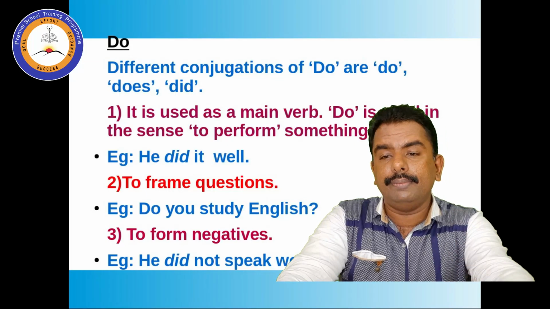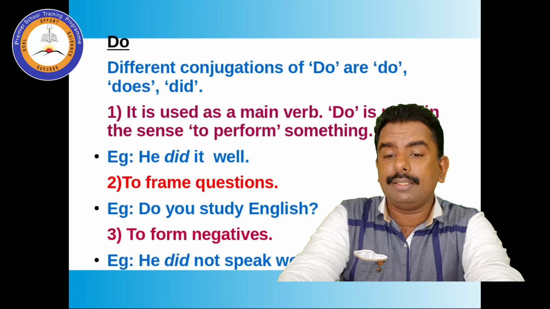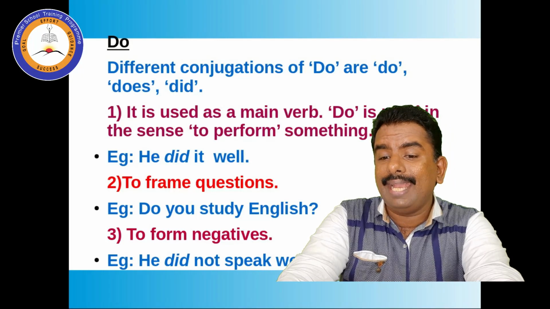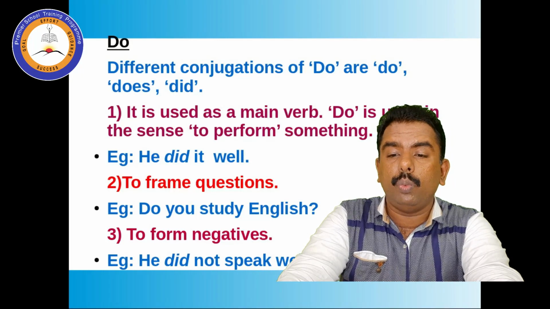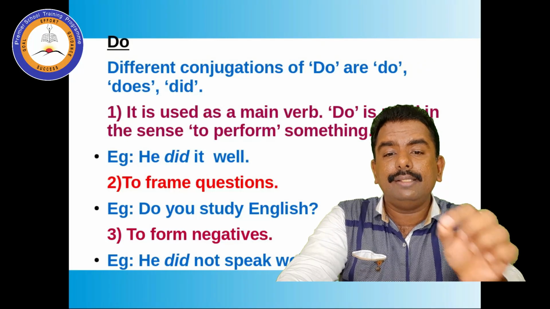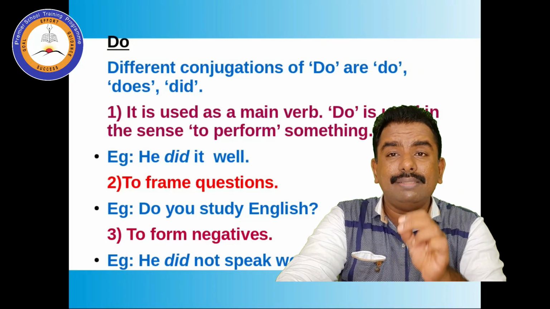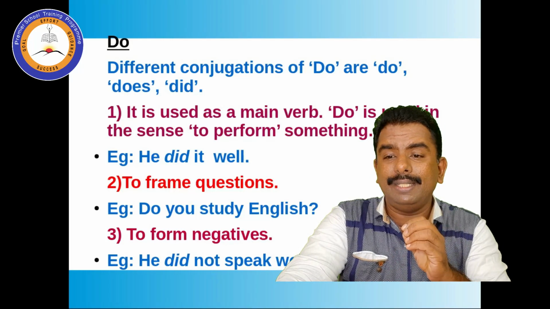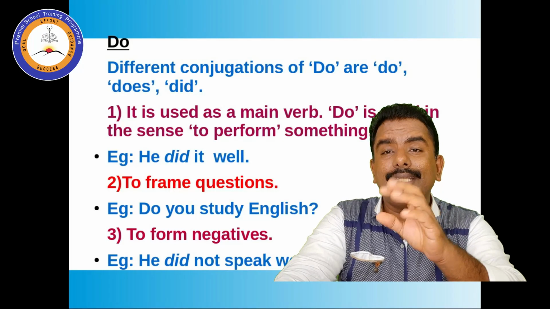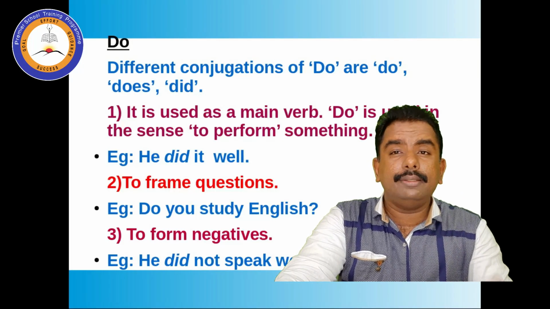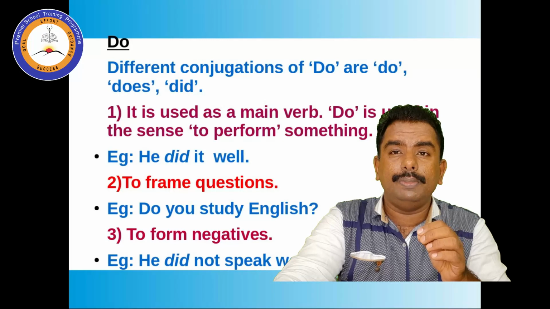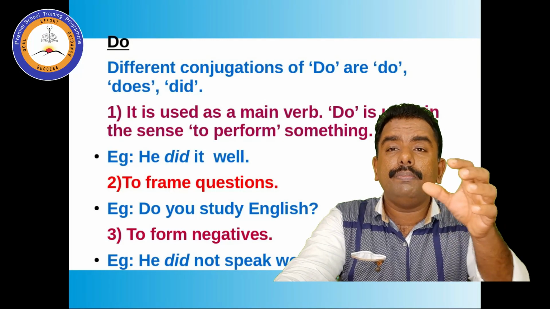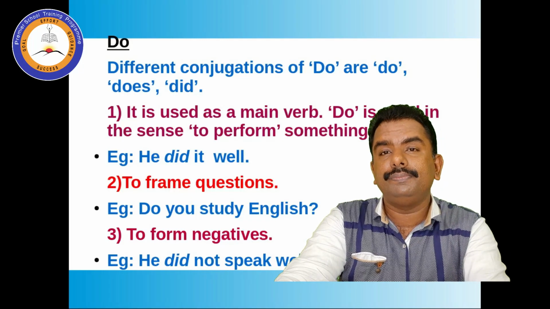Example: he did it well. To frame questions: do you study English? To form negatives: he did not speak well. We need this do because in simple present tense, the auxiliary verb of simple present is do or does. And in the simple past, the auxiliary verb is did, because it is there imbibed in that verb itself.